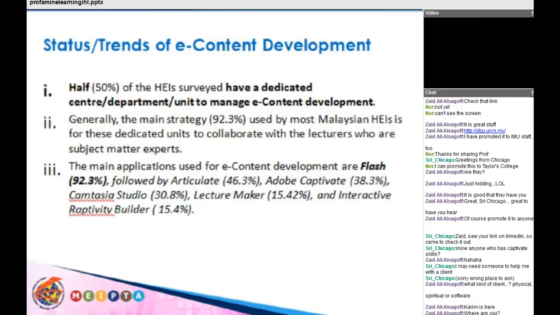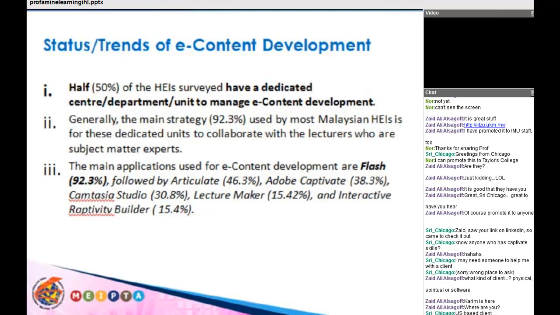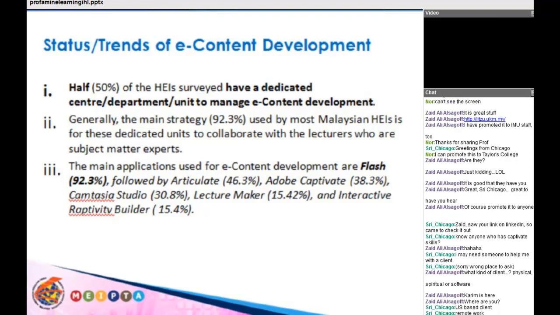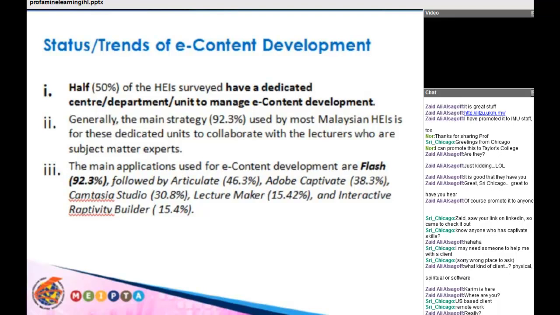Okay. Now, I know that IMU has a very strongly structured unit for content development. What they do is get lecturers, who are called subject matter experts, to work with the team so that content can be developed more professionally.